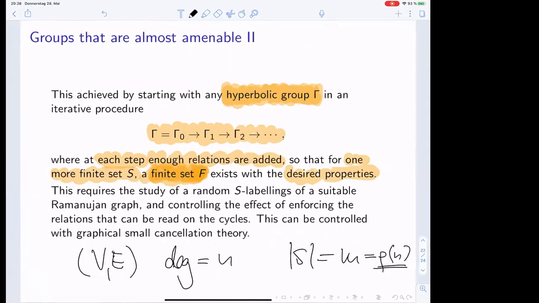Right, so that's what I want to say about the proof. That's very brief, but the details are really very technical. It's written in the paper, and I hope I can also answer a few questions about this construction. But right, it's using graphical small cancellation theory, and uses all the technology that has been developed in this context.